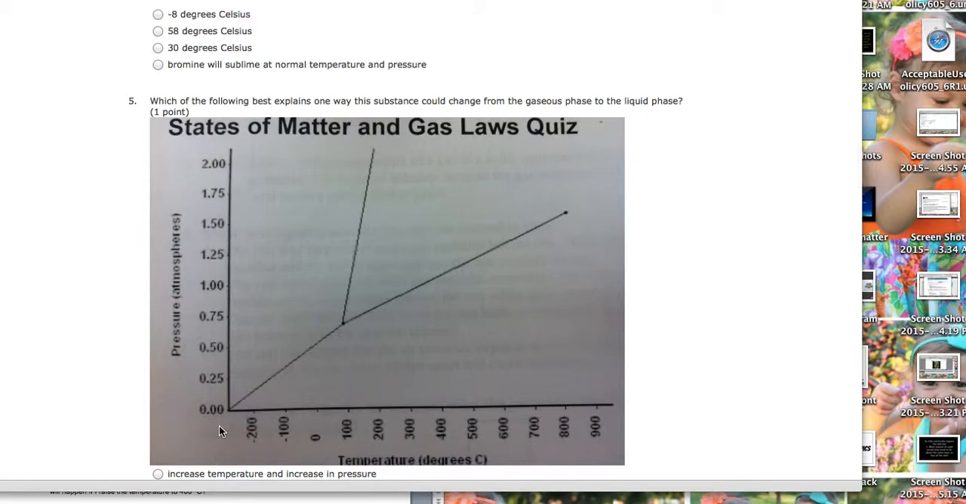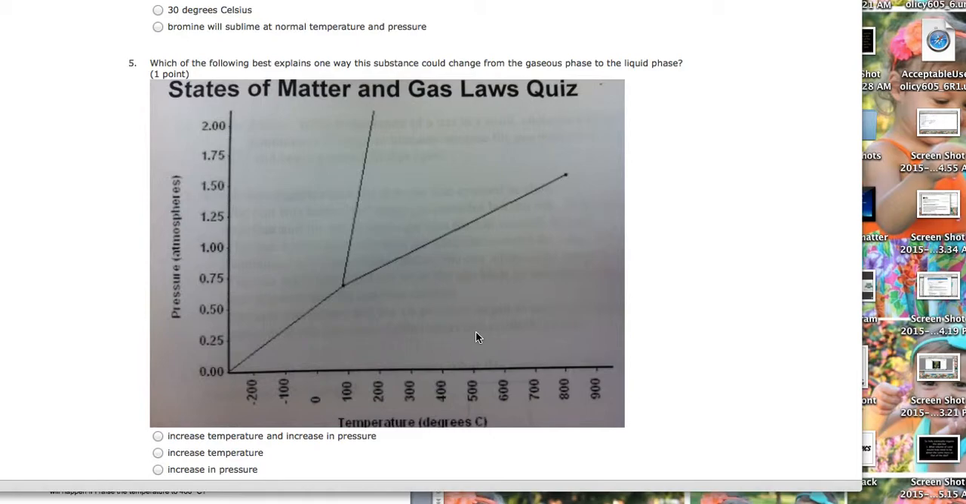Which of the following best explains one way that the substance can change from the gaseous phase to the liquid phase? Gaseous phase to liquid phase. So we're going to take a look at our phase diagram and know that we would have gas here and know that liquid would be here. We want to know how we could do that.